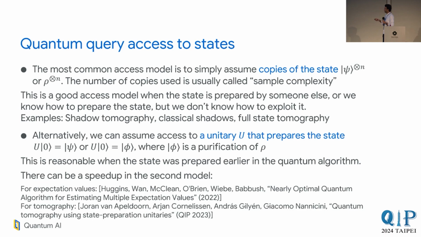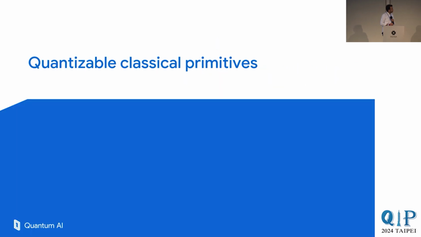I'll give some examples later, but here are just two papers from the last 2 years that show that if you have the state preparation unitary for a state, not just copies of the state, you can solve certain problems faster, like computing expectation values or doing state tomography. Okay, that's just a quick intro to the kinds of access we will assume to objects, because now I'm going to start talking about primitives, and different primitives will use different kinds of access models. That's all I wanted to say about that, just a quick side note, really.